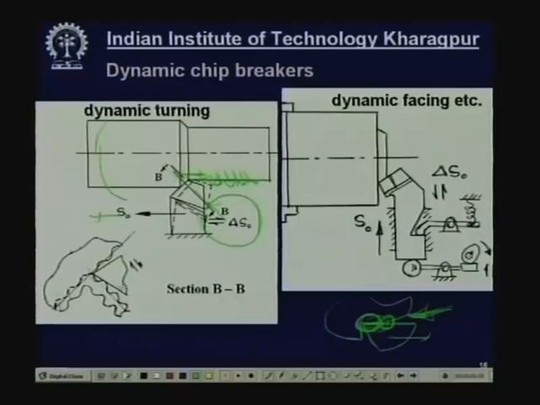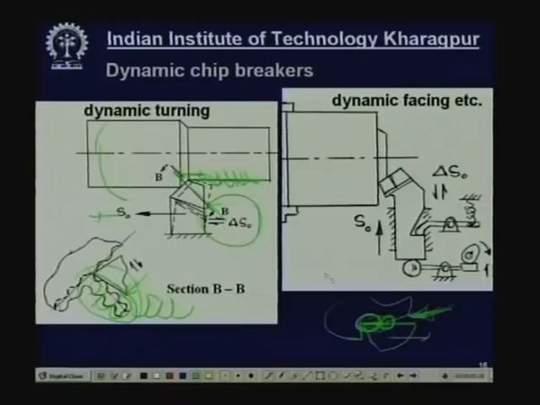Now, if it is offset, you see this chip comes out in the form of beads and the neck is very weak. If there is the slightest obstruction from this side, then this will break into pieces, just like small beads, it will come out. So, this kind of dynamic turning will not only help improve the surface finish and make the cutting fluid action more effective, but also enable chip breaking automatically.